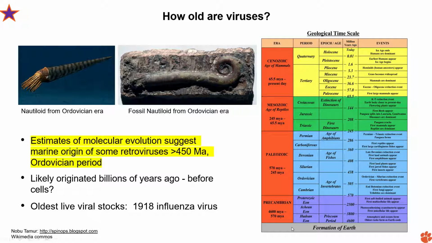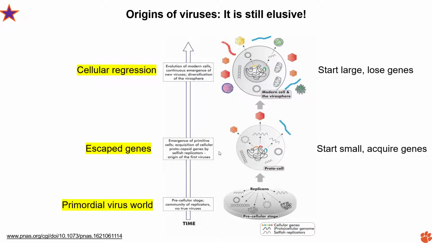Just talking about when the origin, about 450 million years ago, when you think the virus basically originated. Then just know the definitions of the cellular regression, escape gene, and the primordial or virus-first hypothesis. Just know what the hypotheses are. We're just going to give you the definition and ask what it is, or give you the name, either way. Just know the definition of each one of them, and that will do it.